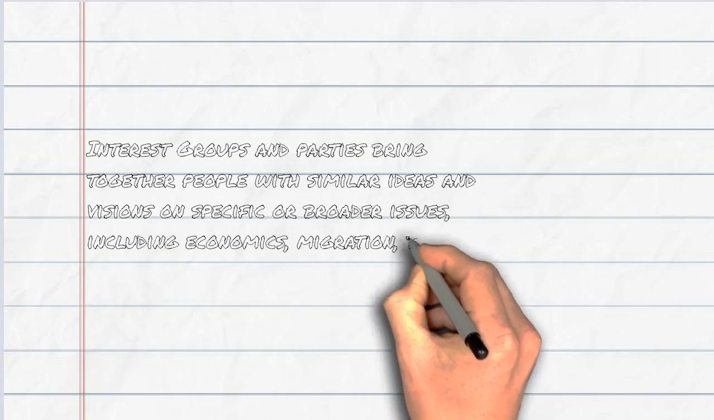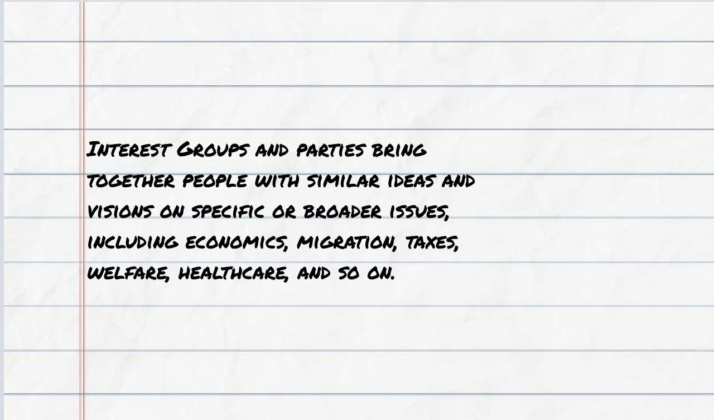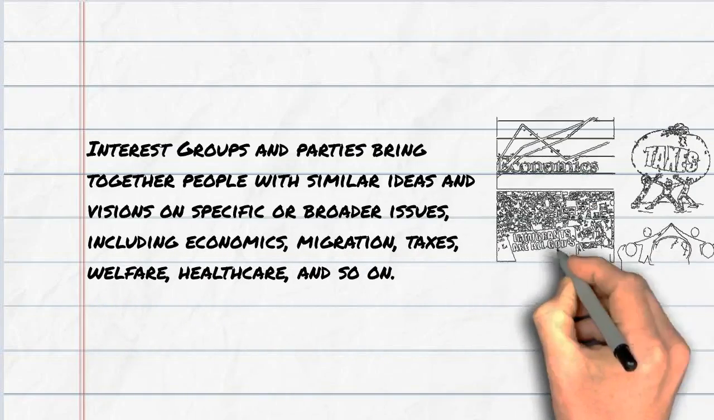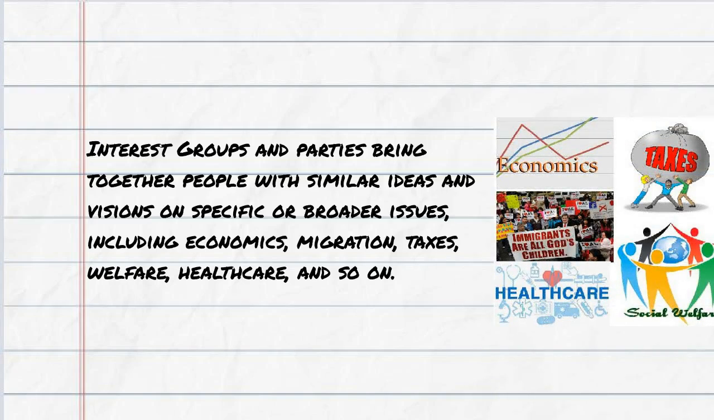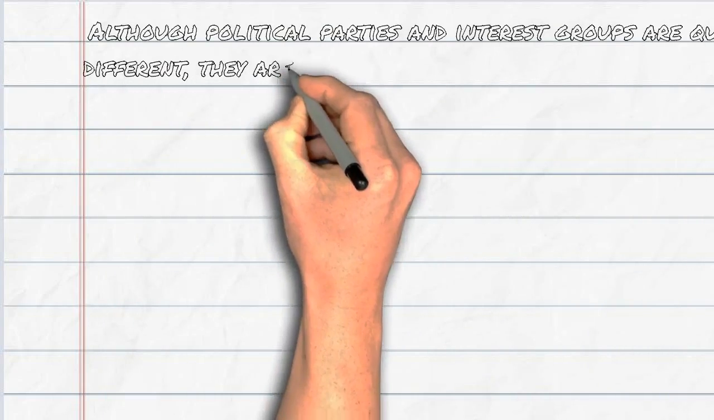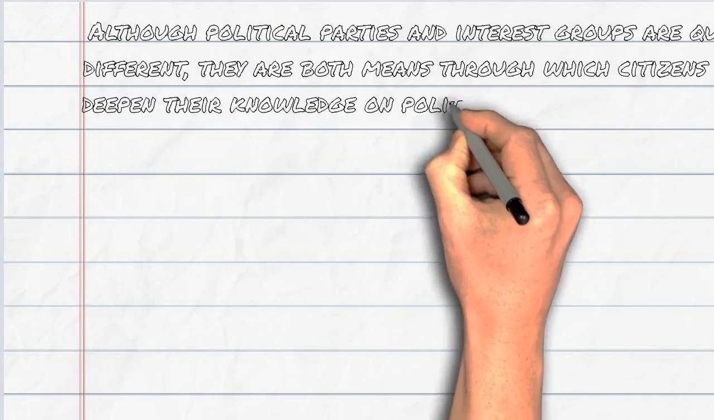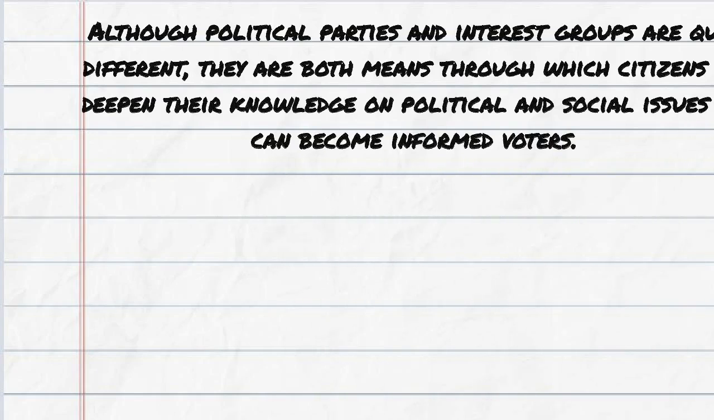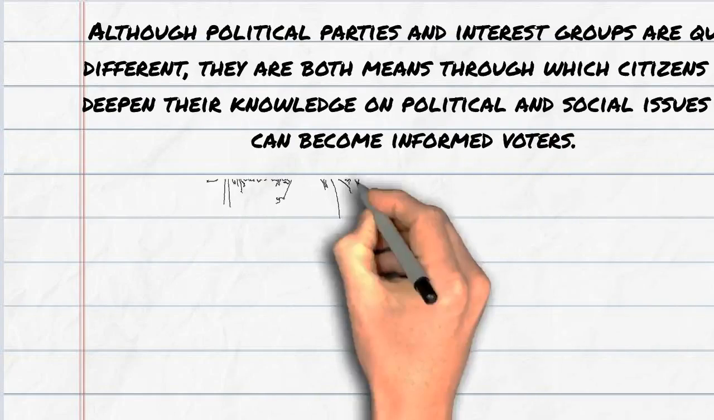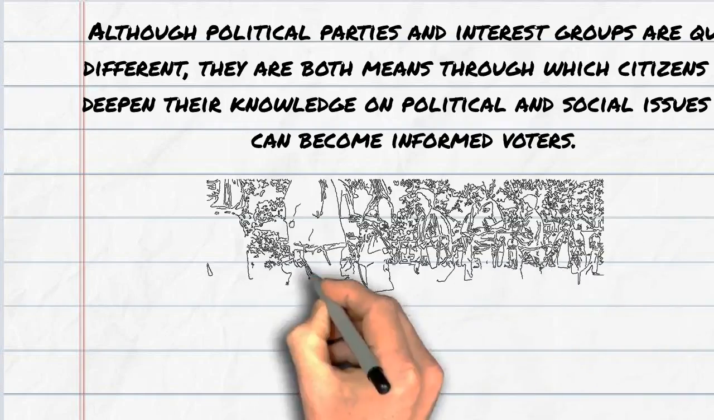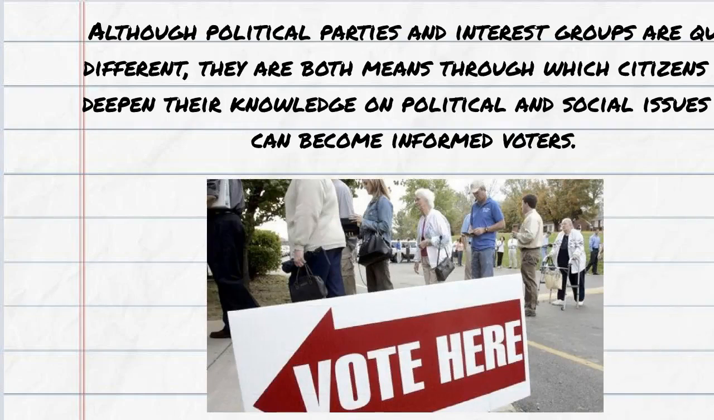Interest groups and parties bring together people with similar ideas and visions on specific or broader issues, including economics, migration, taxes, welfare, healthcare, and so forth. Although political parties and interest groups are quite different, they are both means through which citizens can deepen their knowledge of political and social issues and can become informed voters.